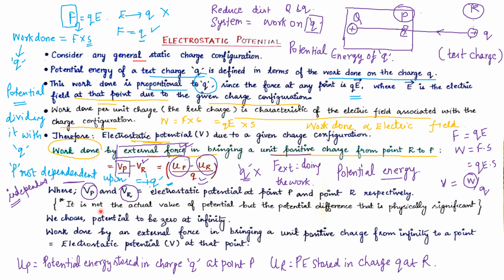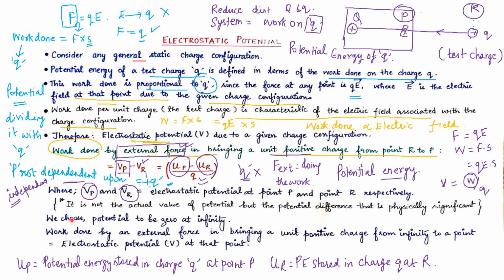It is not the actual value of potential, but the potential difference that is physically significant. What does the physical significance mean? This is not the potential energy. The work done can be defined at every point. So we are defining our potential with respect to the work done in that particular system. So this is physically significant.